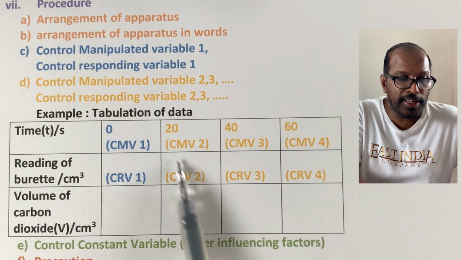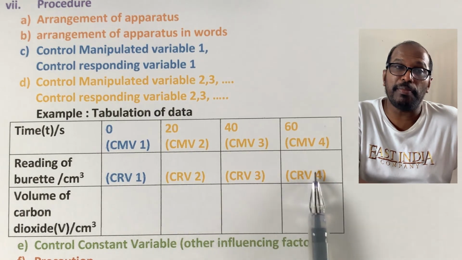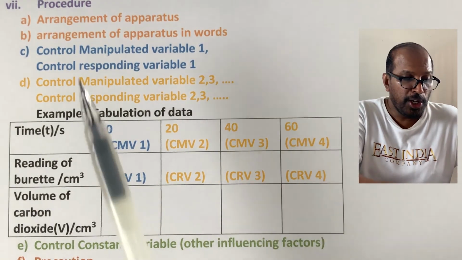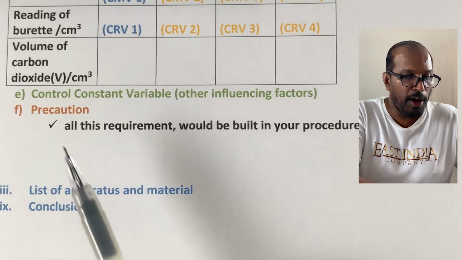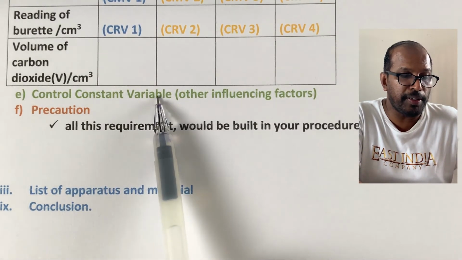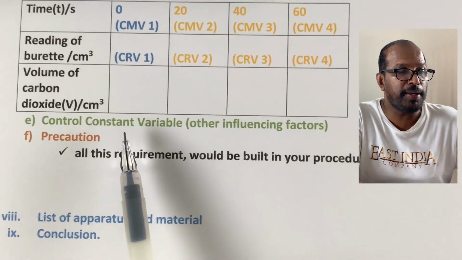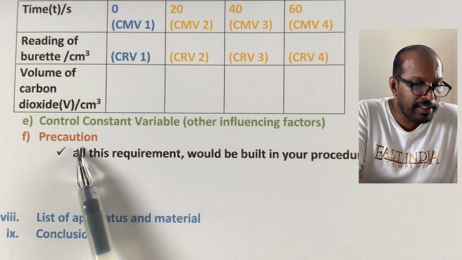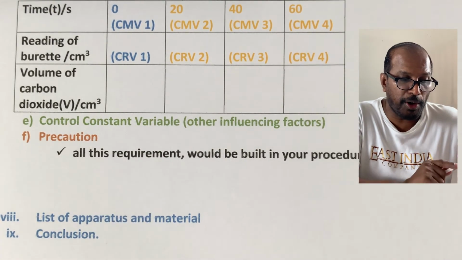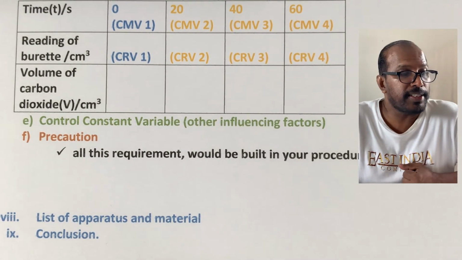Now we will normally mention that the experiment is repeated when the time is 20, 40, 60 with all other conditions remaining unchanged. That kind of statement is used to explain the fourth category of the experiment. And the fifth category is that the student should know how to control the constant variable. Even though you have mentioned what a controlled variable is in the syllabus, you must explain in your experiment how to control the variable. Last, the sixth point, we need to state the precaution. All these requirements will be built into your procedure when answering the questions.